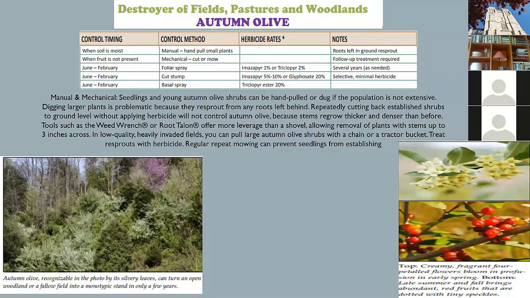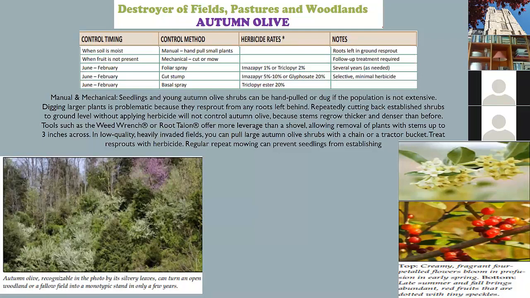Autumn olive, it's really recognizable. It has silvery leaves on the underside. I saw a lot of these when I was traveling through Michigan. If they're young, they can be hand pulled or dug up if the population's not excessive.